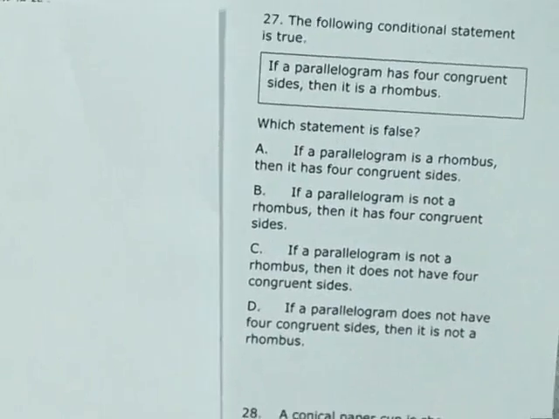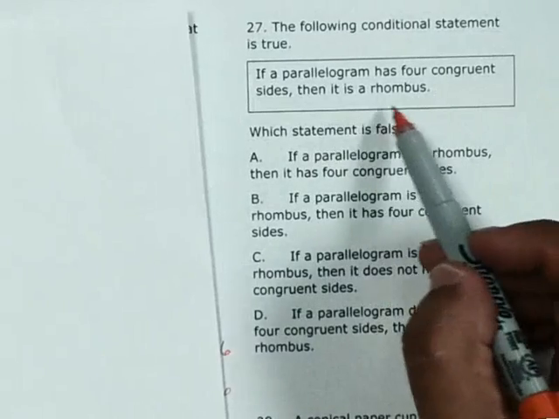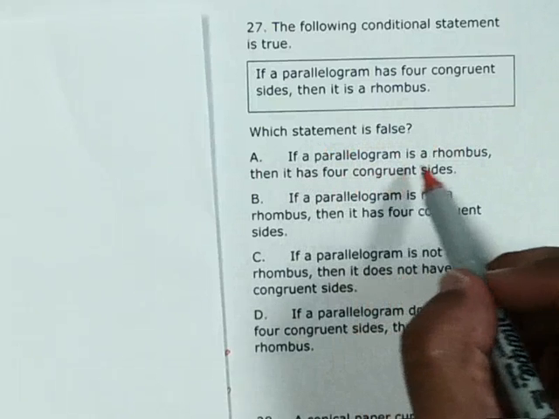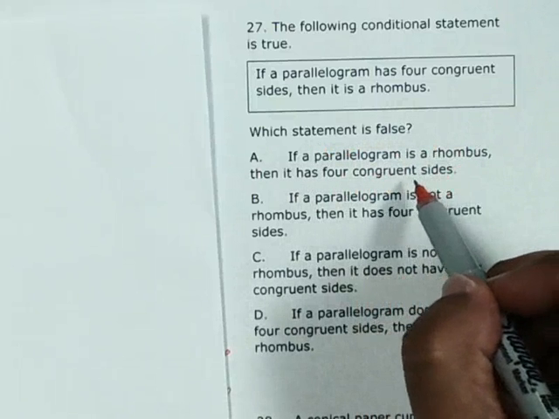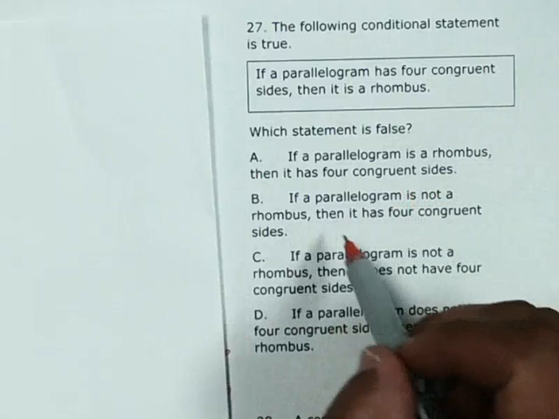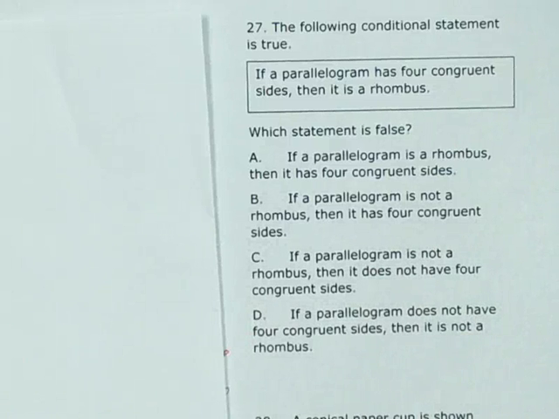All right. Next problem. The following conditional statement: if a parallelogram has 4 congruent sides, then it's a rhombus. Which statement is false? A, if a parallelogram is a rhombus, then it has 4 congruent sides. That would be true. B, if a parallelogram is not a rhombus, then it has 4 congruent sides. C, if a parallelogram is not a rhombus, then it does not have 4 congruent sides. D, if a parallelogram does not have 4 congruent sides, then it is not a rhombus.